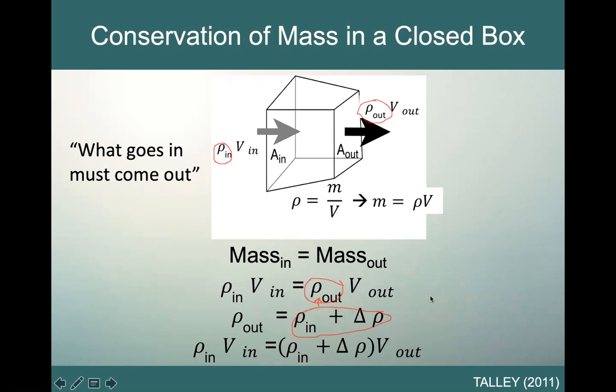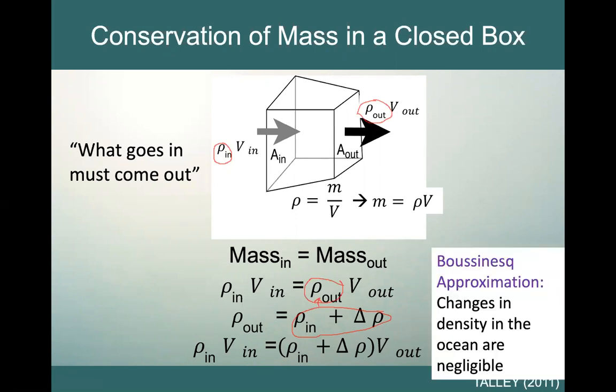Now, the next thing we want to think about to make this even simpler, and a way that we frequently simplify things in the ocean, is looking at this very small change in density that we have right here. This very small change in density is considered negligible, and we call this the Boussinesq approximation. That tells us that changes in density in the ocean are negligible, and so we can, in fact, ignore that very small change in density.